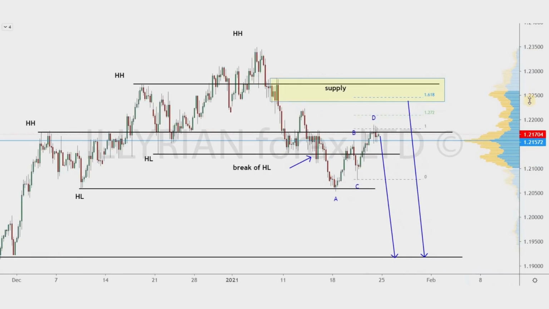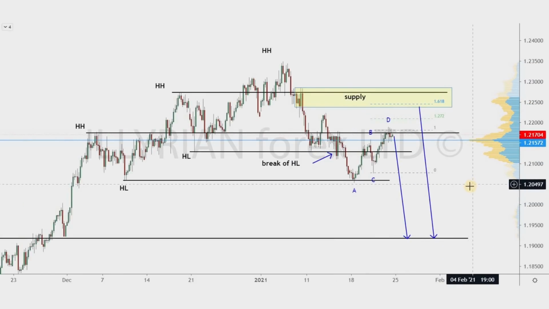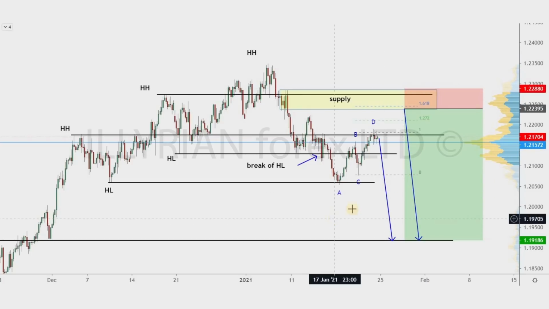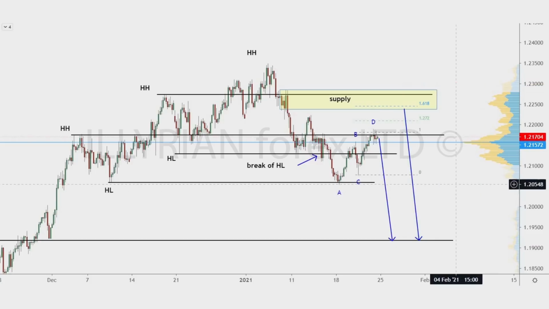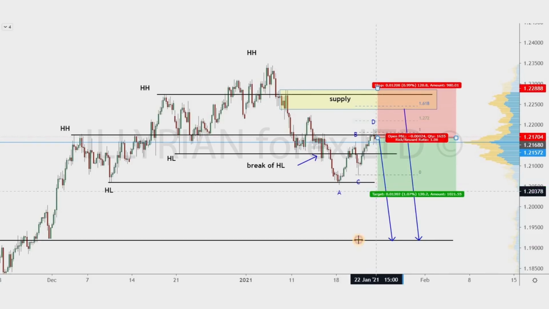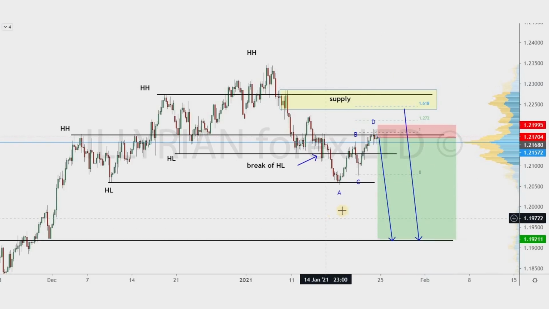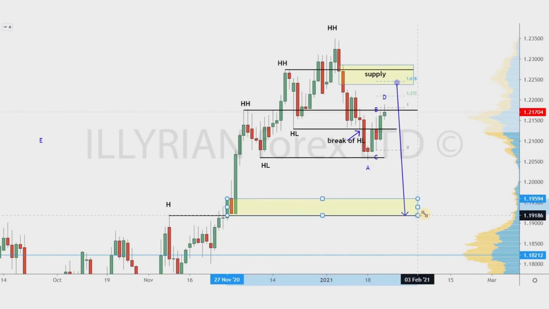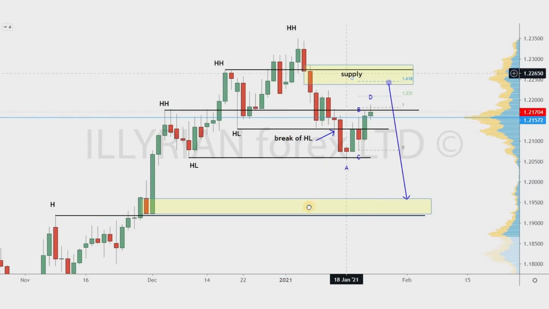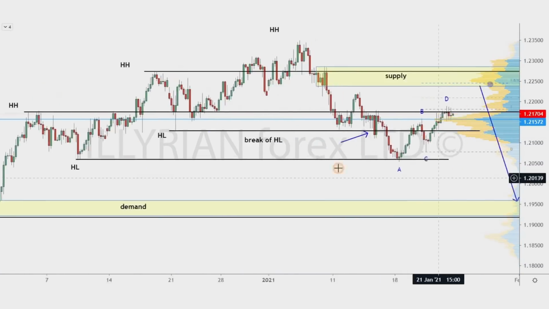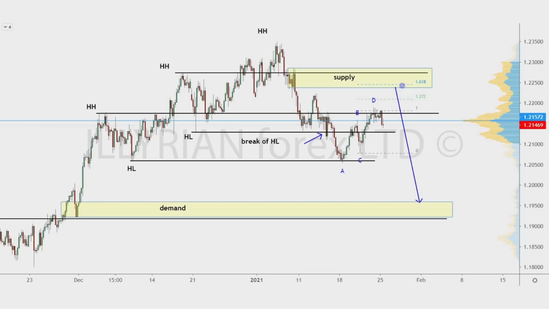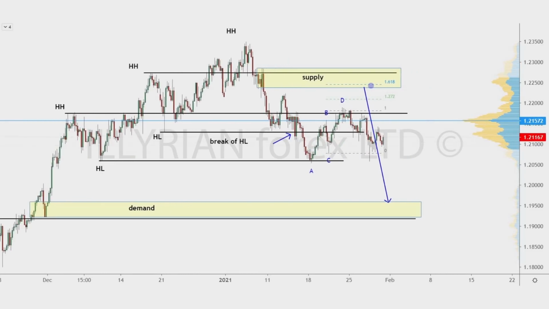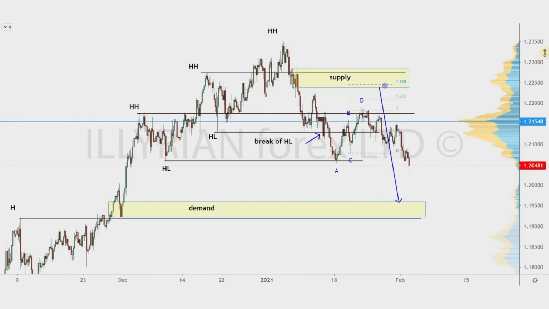Both options have pros and cons. We decided on the second option because the risk-reward was greater than the first option. We are highlighting the demand zone that will serve as a target. Price dropped right away according to the first scenario and reached the target precisely at the demand zone.